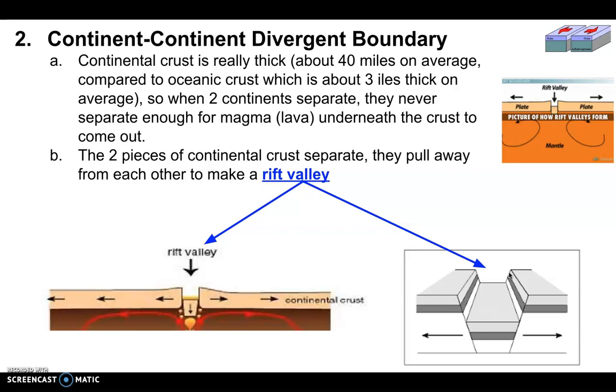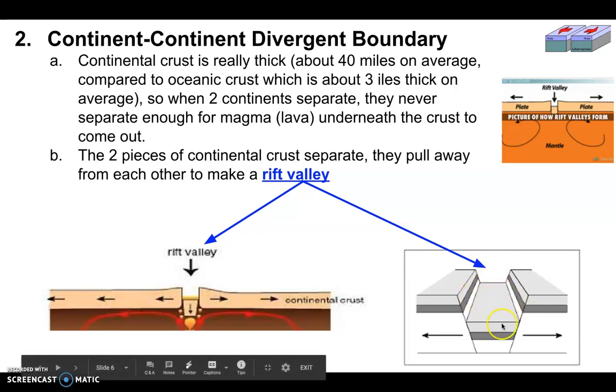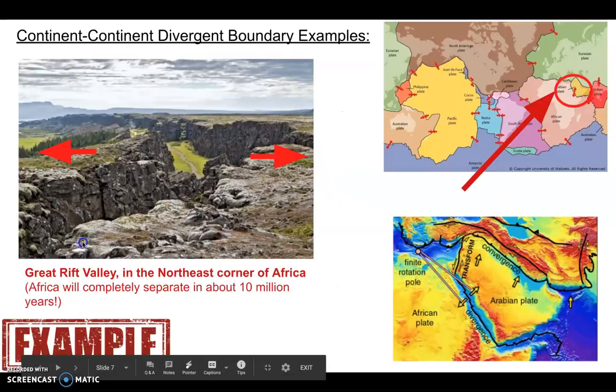You also get a divergent boundary when two continental plates move apart from each other. Continental crust, remember, is much thicker than oceanic crust, so when those two continents separate, they actually never separate enough for that magma or lava underneath the crust to come out. The pieces of continental crust separate and pull apart from each other, but they don't expose any magma. They just have the piece of crust kind of drop down, and that makes what's called a rift valley.